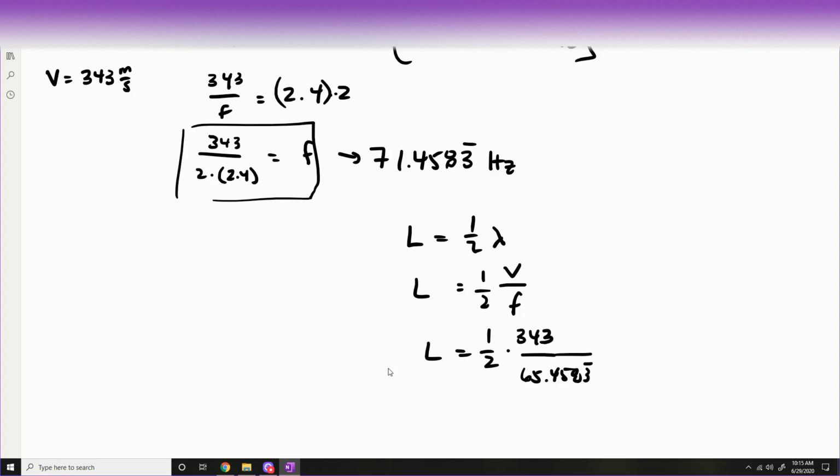So let's go ahead and do that. So 343 divided by that frequency and then multiply that by 1/2. And I get a length of 2.62 meters, or if we're using 2 sig figs, it'll be 2.6 meters.